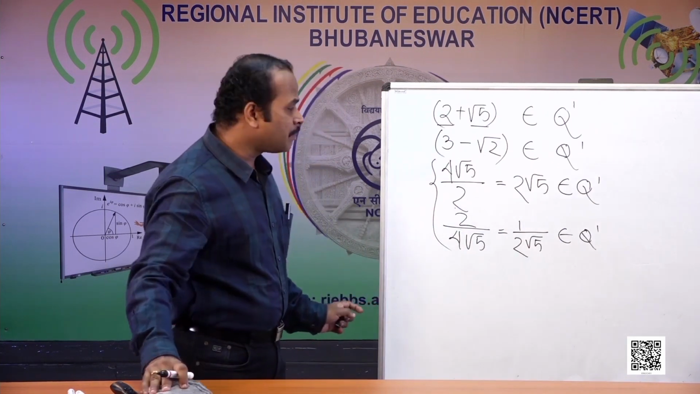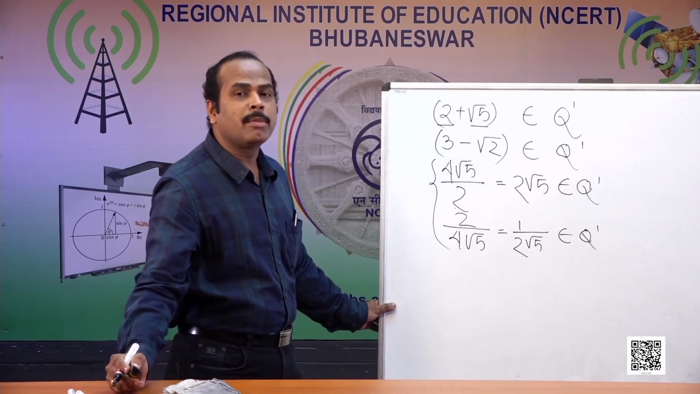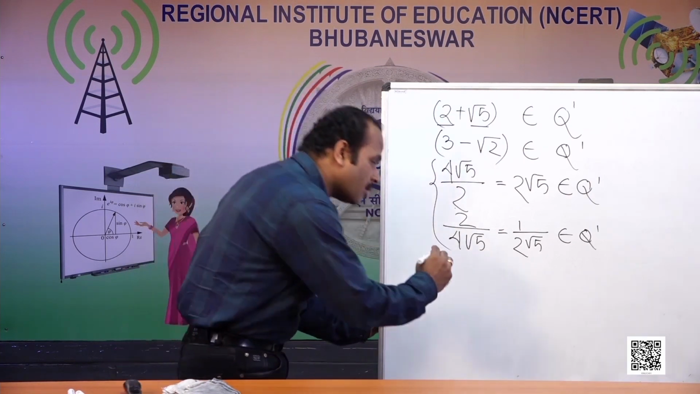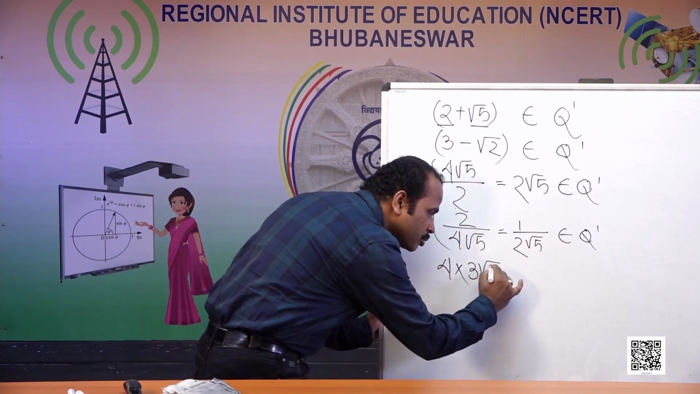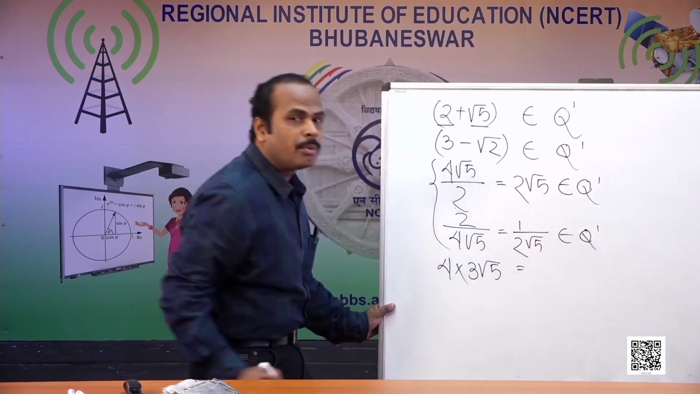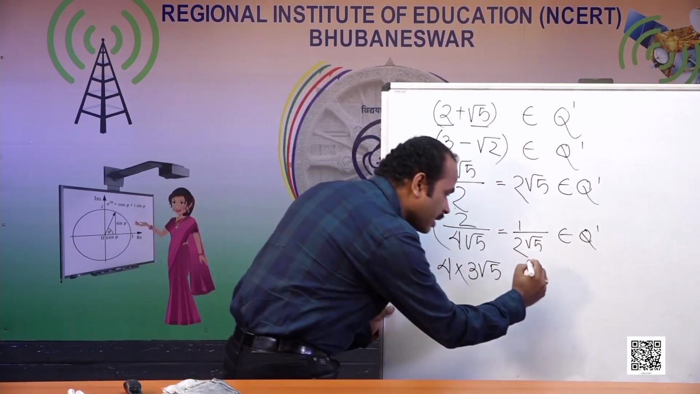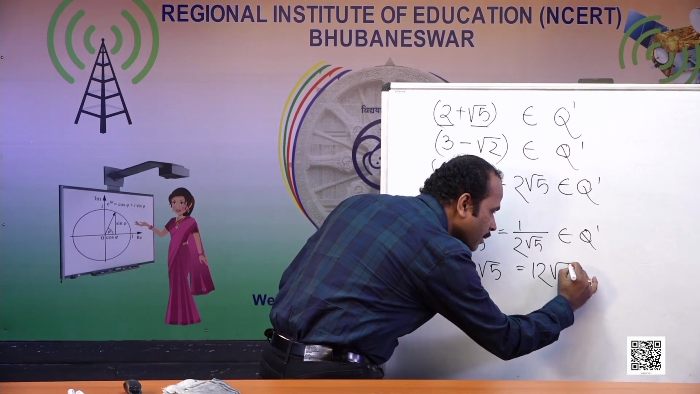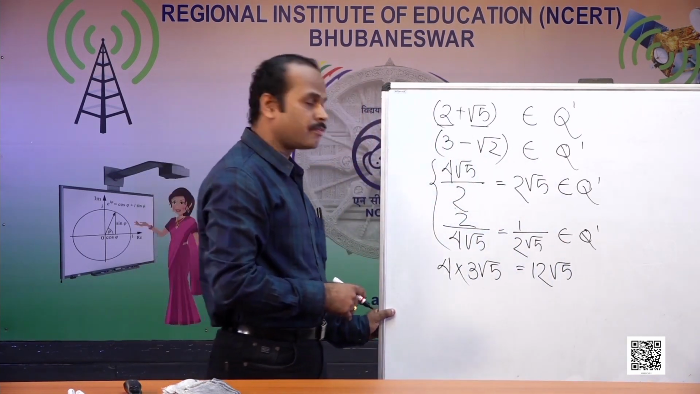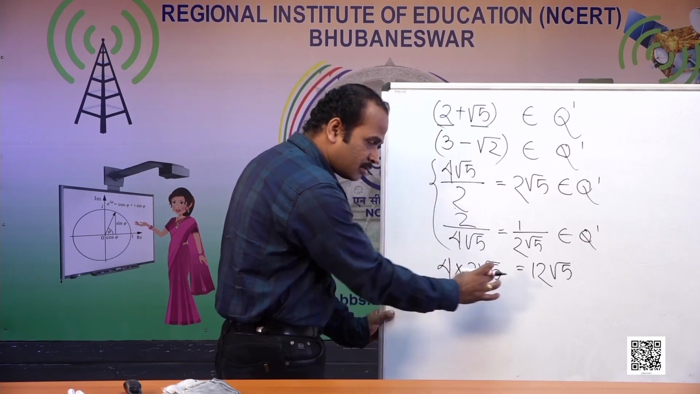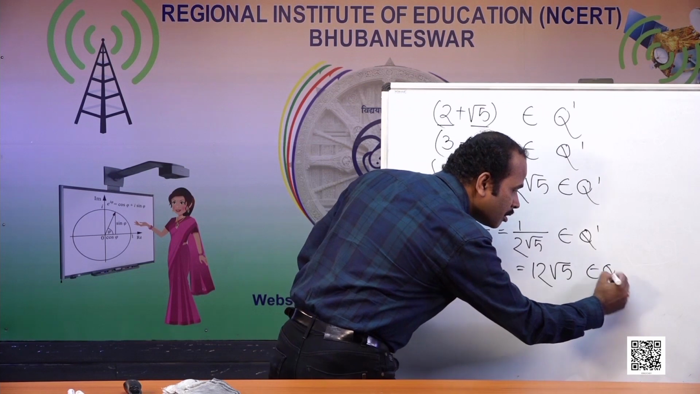Now let us go to multiplication. Suppose I multiply 4 with 3 root 5. When I multiply 4 with 3 root 5, I find it is 12 root 5. Here 4 is a rational number, 3 root 5 is an irrational number, and the product is also an irrational number.